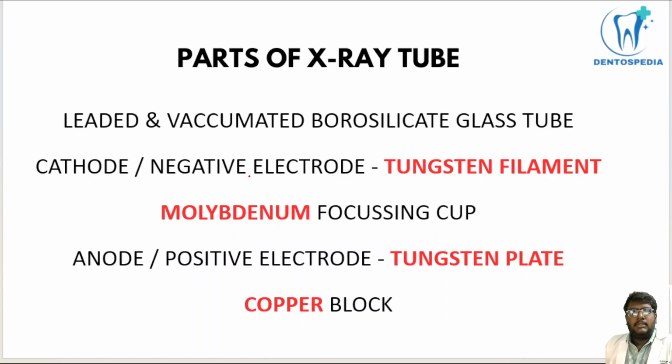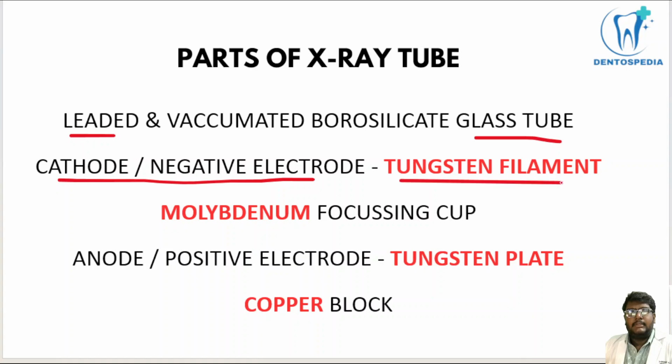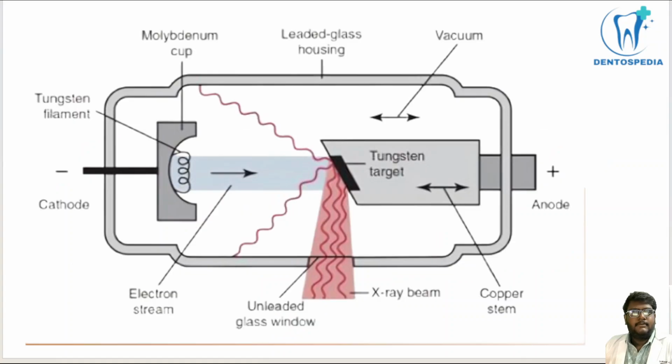And what are the various parts of the X-ray tube? We have mainly a leaded and vacuumed borosilicate glass tube. We have the cathode, also called the negative electrode, and here a tungsten filament is acting as the cathode. We have the molybdenum focusing cup, and a tungsten plate acting as the anode, also called the positive electrode, and we have a copper block. So this is the block diagram of the various parts.